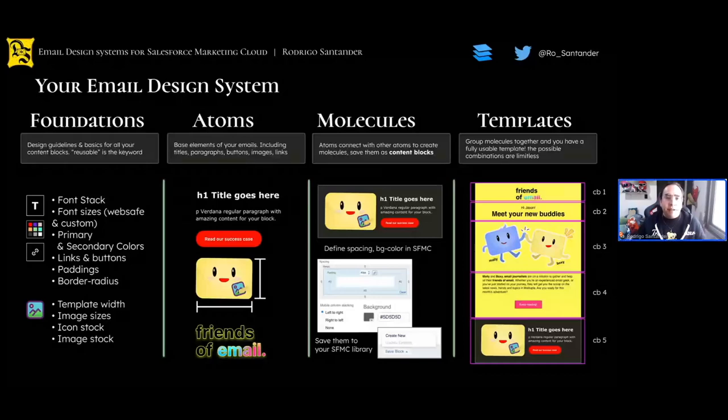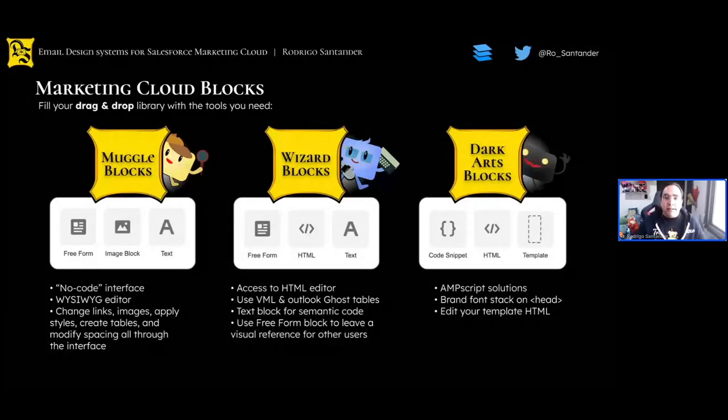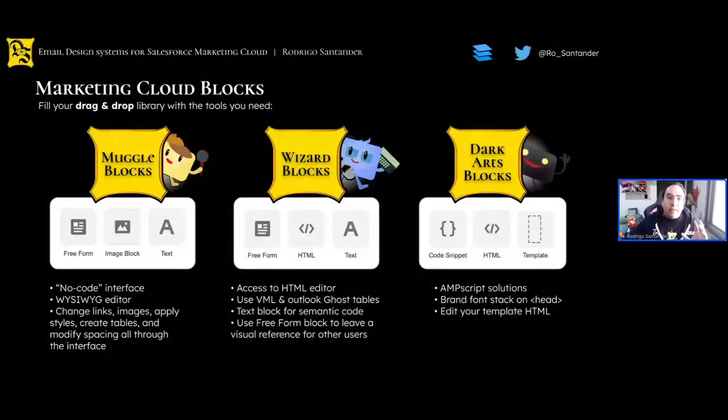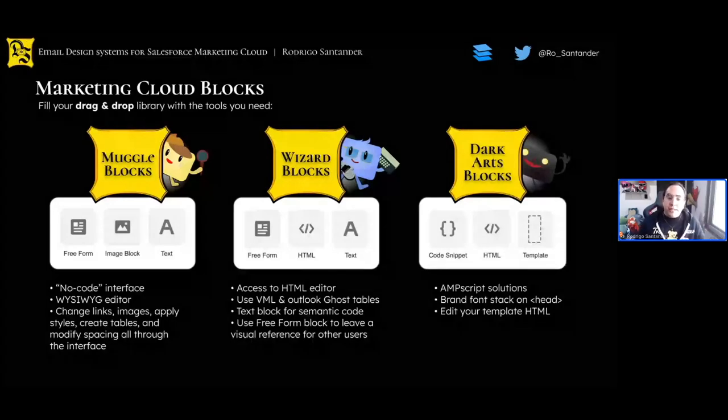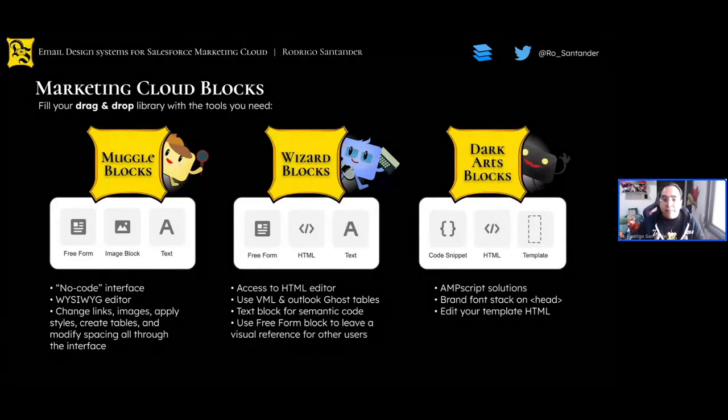So we talk about the ingredients, but what happens with our tools of the trade? And our tools of the trade in Marketing Cloud are going to be these content blocks. And stay with me. The Muggle blocks are going to be these blocks that are able to be used by everyone. We have a fairly no-code interface because it has code inside, but we get a what-you-see-is-what-you-get editor. You can change links, you can change images, you can apply styles, you can apply the spacings, and you have the text block, you can apply an image block, you have a free form to get a visibility of the code that stays behind.